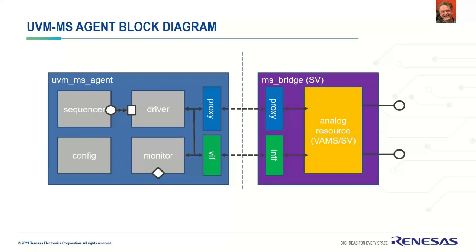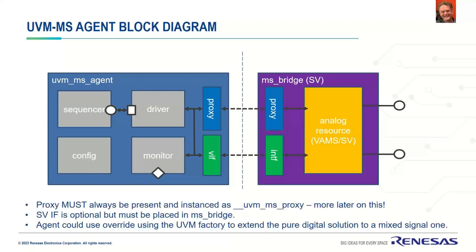It's quite possible using factory overrides. For example, if we located the proxy and the virtual interface inside the driver and the monitor separately, then to go from a UVM agent to a mixed signal agent, all we'd have to do is extend the driver and the monitor and possibly the transaction class to make that work.